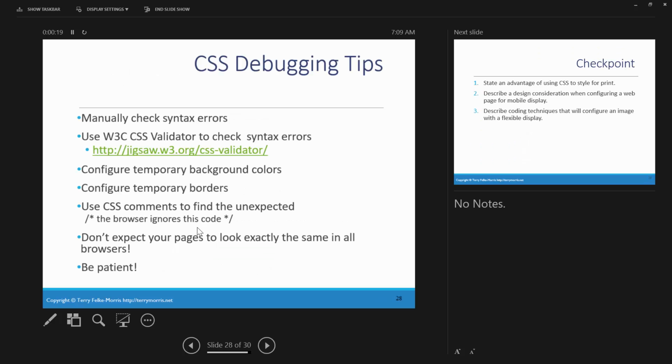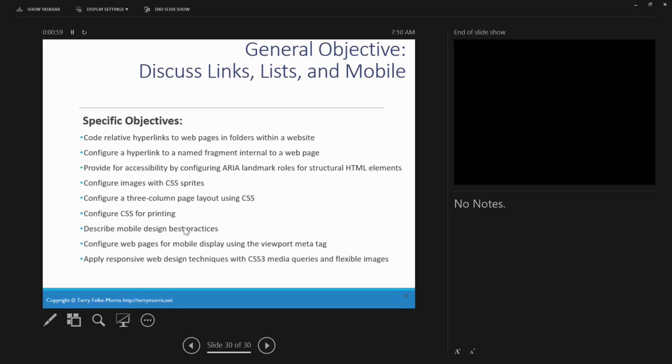All right? Okay, we talked about this in the last chapter as far as debugging. Start by manually trying to check for your errors, then go to the validator. As necessary, use divs to provide temporary background colors for different areas and/or temporary borders. Use comments to comment things in, comment things out. The time to write comments is when you're creating something. Don't say I'm going to go back and write comments later. You typically will not. Again, don't expect your pages to look exactly the same in all browsers. Don't expect your pages to look exactly the same on all different types of media. And again, be patient.